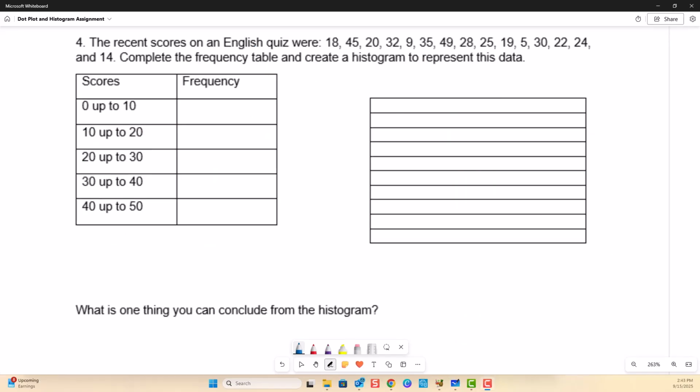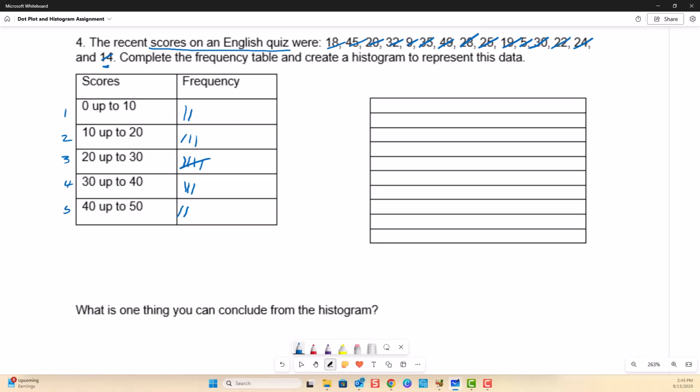Now let us look at some recent scores on an English quiz. Once again, I'm going to fill all of my data into the frequency table. Remember that 20 is going to go in 20 up to 30. 30 is going to go in 30 up to 40. I'm going to cross through my group of 5 so I can identify them easily. Don't forget this 14 that's sitting over here.